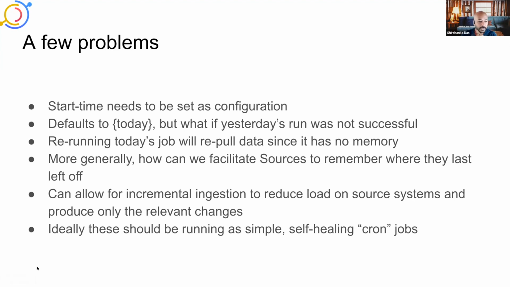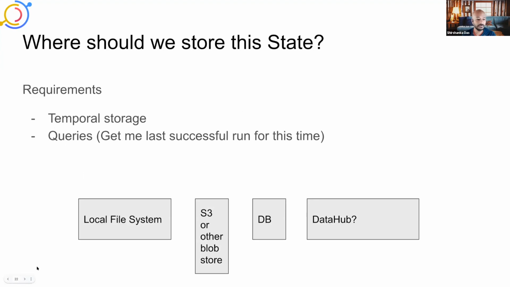So how did we do it? Well, we thought about where we could store this state. Next slide. What were the requirements? Well, first we need temporal storage, so we need state to remember across time. And second, we want to be able to query that state to get the last successful run for a particular window of time. And of course, there are a few options for storing this state. You could store it in your local file system, or in S3 or some other blob store, or in a DB, or in DataHub. And we were like, that's interesting. Maybe we can actually use DataHub as a state store for ingestion. And let's look at what that looks like.